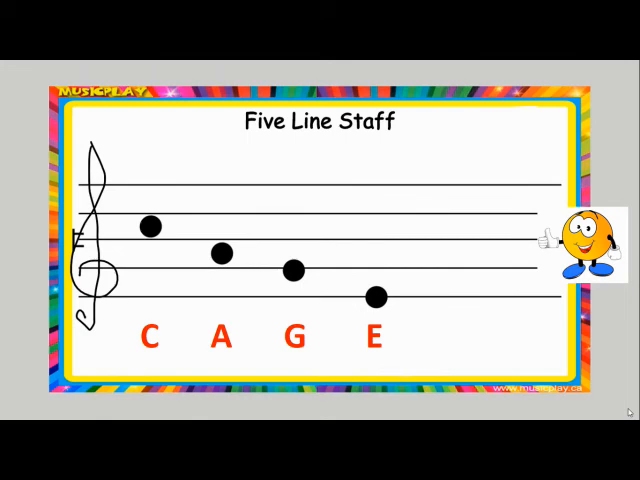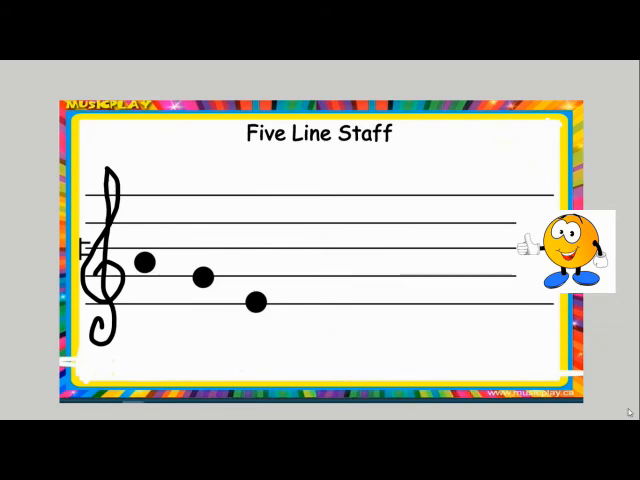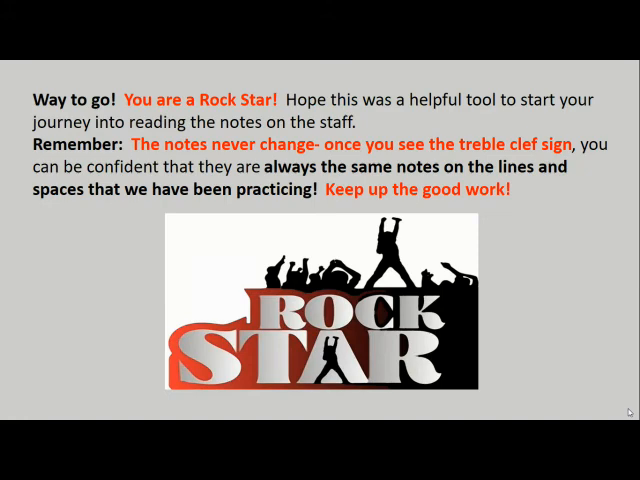You're rocking it, kids. All right, let's look at the next one. We have space 2. That note is A. Line 2 is G. Line 1 is E. We know that spells AGE. What is your age? Good job. Way to go, guys. You are a rock star.